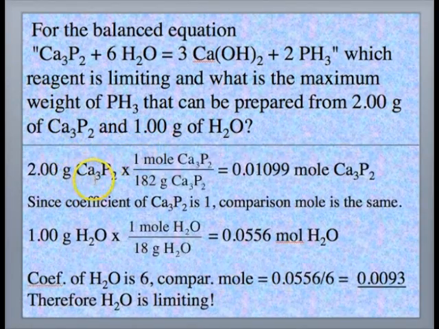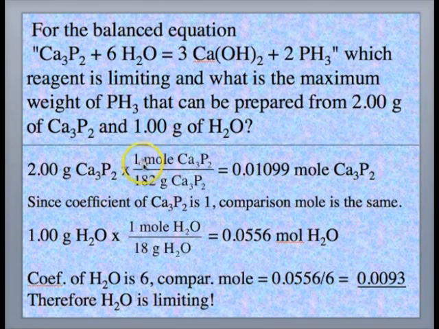We have 2 grams of calcium phosphide. We find the number of moles of it by dividing by its formula weight, 182. We get 0.01099 moles of calcium phosphide. The coefficient in the balanced equation is 1. So therefore, the actual moles of calcium phosphide and the comparison moles are the same number. We're dividing by 1.